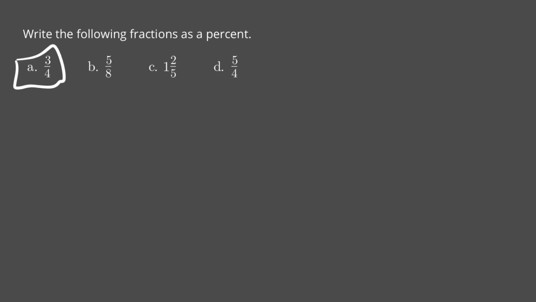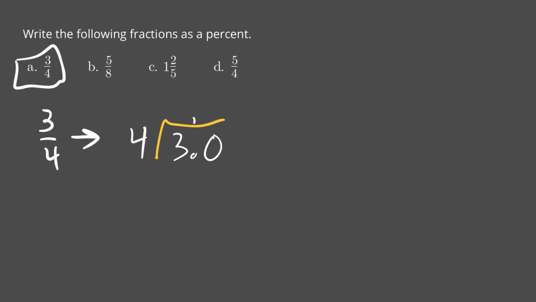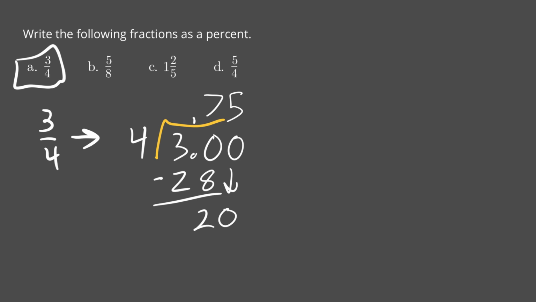For part A, we have 3/4. We will convert it to a decimal by doing long division, which will look like this. 4 cannot go into 3, so we add the decimal. 4 goes into 30 7 times, giving us 28, resulting in 2, drop down the 0. 4 goes into 20 5 times. 4 times 5 is 20, leaving us with no remainder. So our decimal is 0.75.